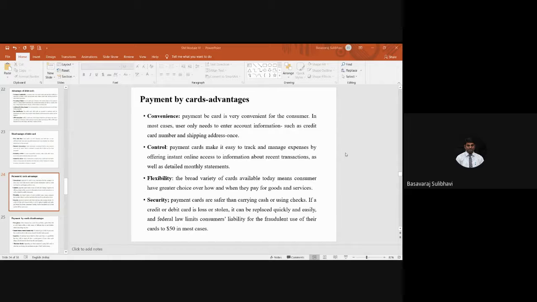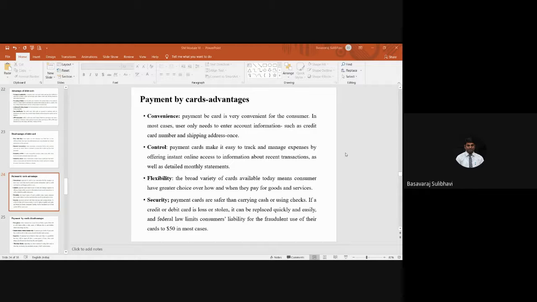Okay, so you are going to be getting more updated with the transactions movement, what you people do by using the debit cards. Then we have flexibility. The broad variety of cards available today means consumers have greater choice over how and when they pay for goods and services. Now, one card is more than enough, where you people can go to multiple places and do transactions in different places, and everybody will be having the facility of using these cards.